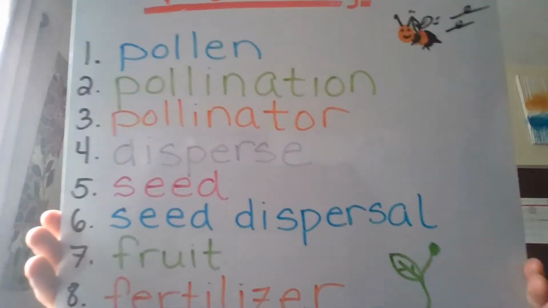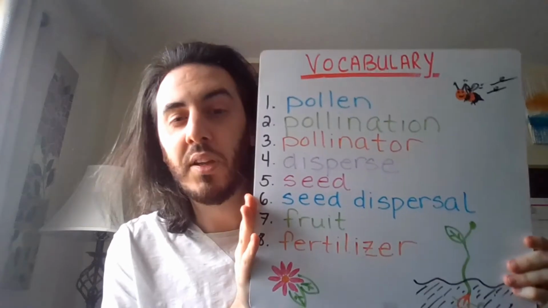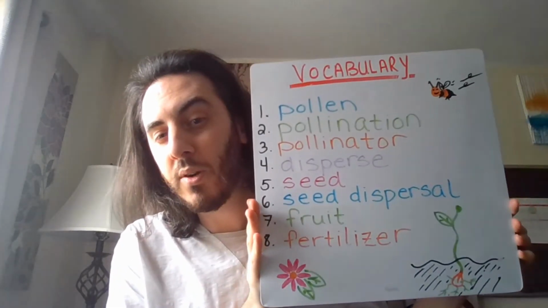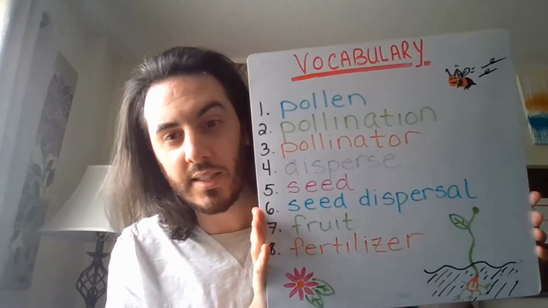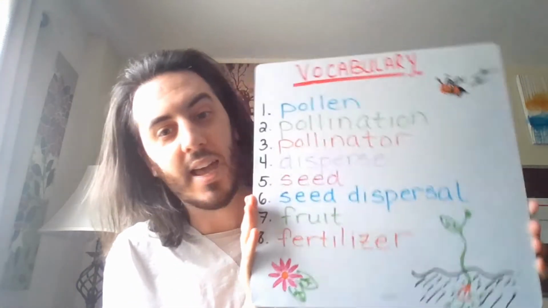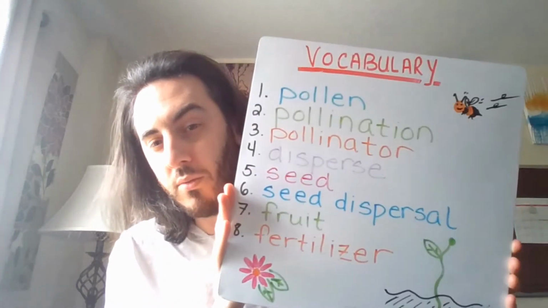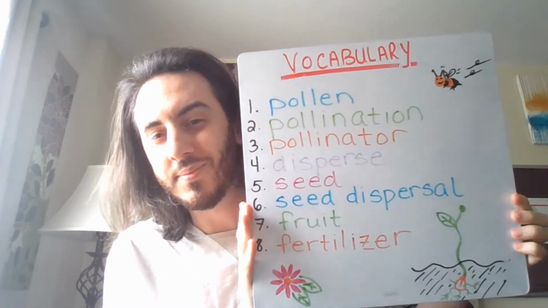So these are our 8 words. Take a look at them. So be on the lookout for these words. Listen to our lessons and in the videos, and we will define these again in the end of this lesson. So when we're done, you should be able to define these on your own, but we'll review in the end. Okay?